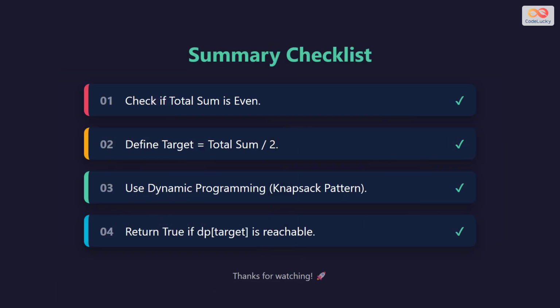To wrap up, remember the steps. First, check if the total sum is even. Second, calculate the target sum. Third, use the dynamic programming or knapsack approach to find if that target is reachable. If you can reach the target, the answer is true.